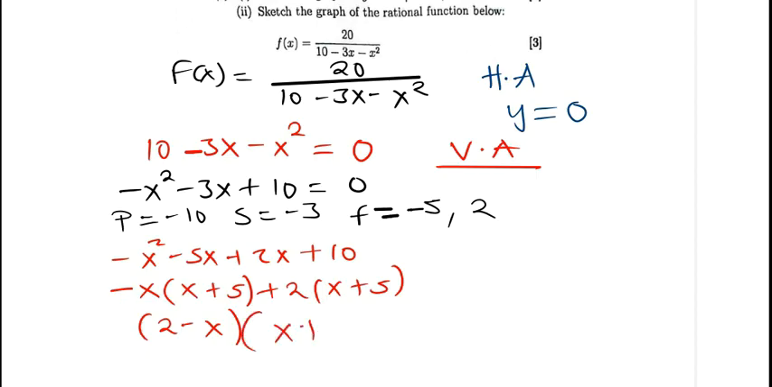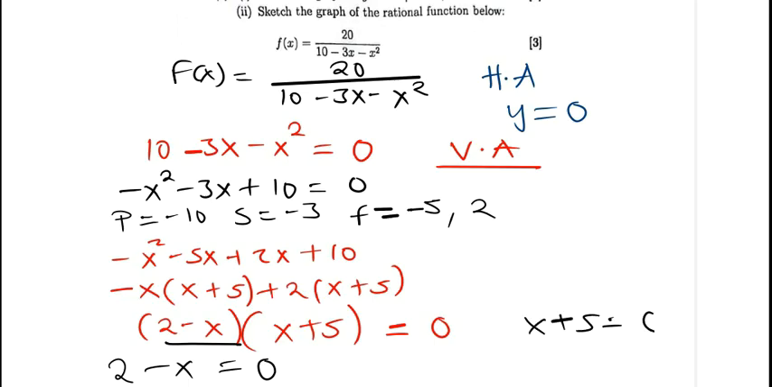x plus 5 is equal to 0. So the two values of x that can make this denominator equal to 0 are, by the way, you can solve it using any method, equate this to 0: negative x, 2 minus x is equal to 0, and then x plus 5 is equal to 0. So this one is negative x is equal to negative 2, which if you divide by negative on both sides, x becomes 2. That one is x equal to negative 5.